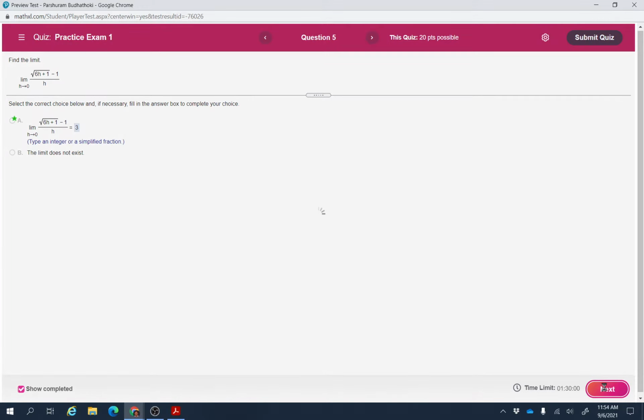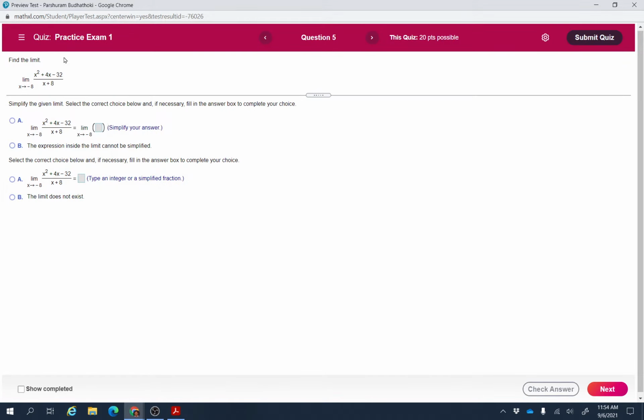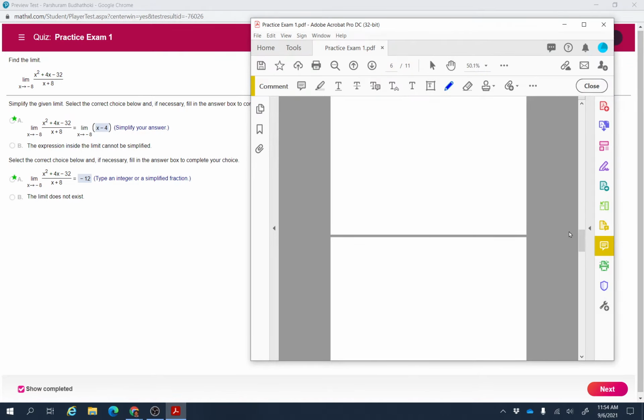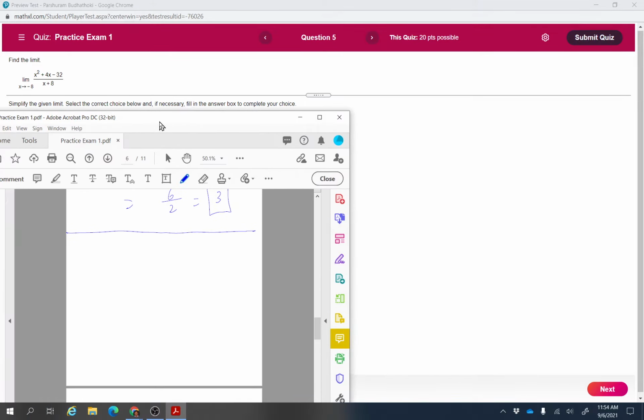This problem, how do you find the limit of this kind of problem? Let's use completed work. We already have the answer. I'm going to show you how you can get that answer. The first thing is, if we try to solve this kind of problem, as you see here, just try to plug x equal to -8.